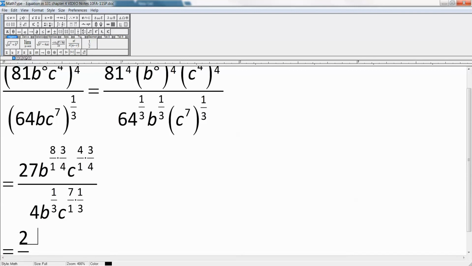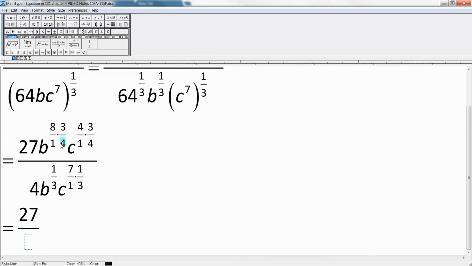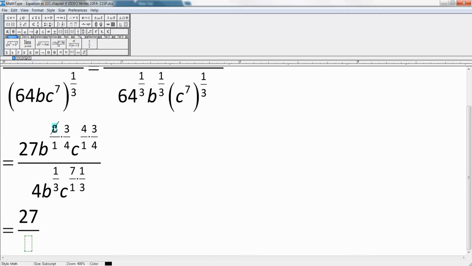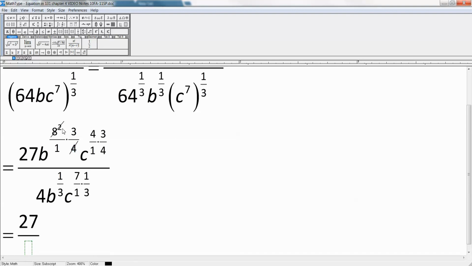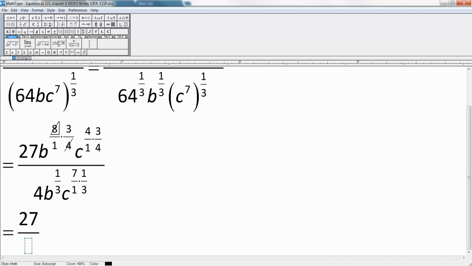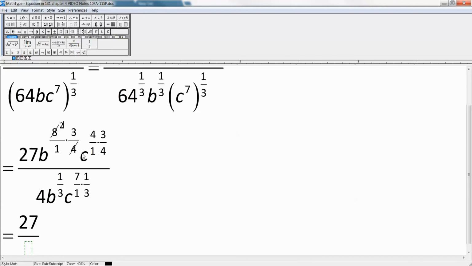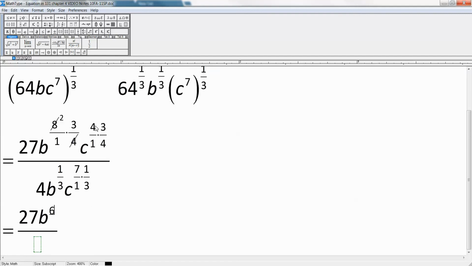This is 27. Now the b isn't too bad. 4 goes into 8 2 times, right? Okay, so we're going to put a 2 there. Let me cross this one off. And that 2 is over here. Okay, so 2 times 3 makes 6. So it's b to the 6. Now over on the 4s, those are gone because 4 divided by 4 is 1. So that just makes c to the 3rd.